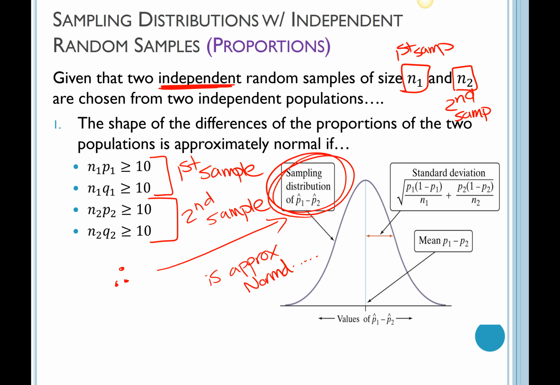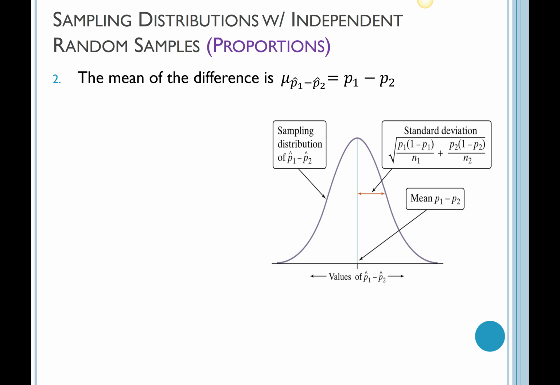All right. For the second one there, the mean of the difference: we're going to take the mean of p hat, used to be just p, but now we have the mean of p hat 1 minus p hat 2, which is simply going to be the difference between them. So it's going to be p1 minus p2. So the mean of the difference there is just going to be p1 minus p2.